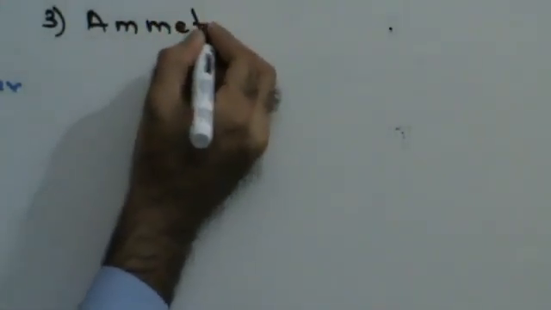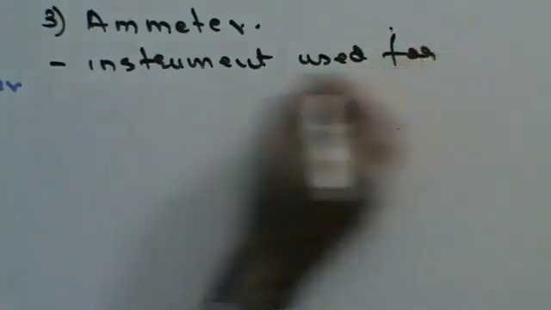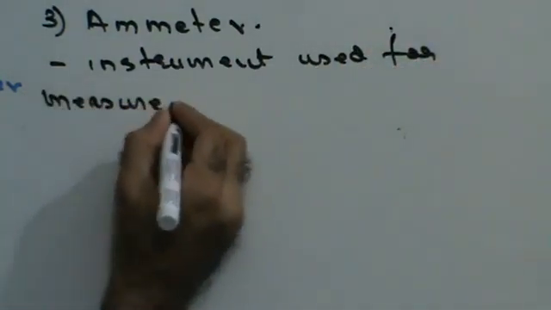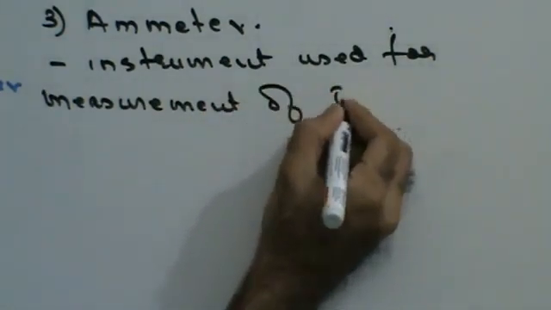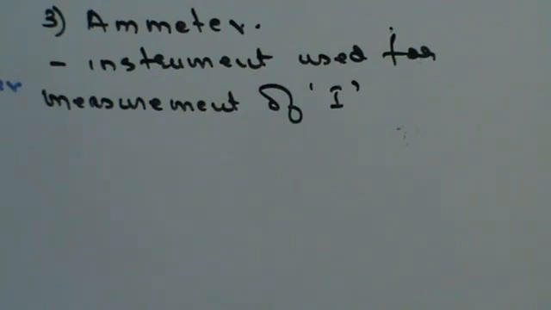Now that I have a galvanometer ready, let us see how I make an ammeter from it. What is an ammeter? An ammeter is an instrument that is used to measure current. Let's see the working of an ammeter. First of all, what is an ammeter? It is an instrument used for measurement of current. Fine. Now, let's see how I make an ammeter.